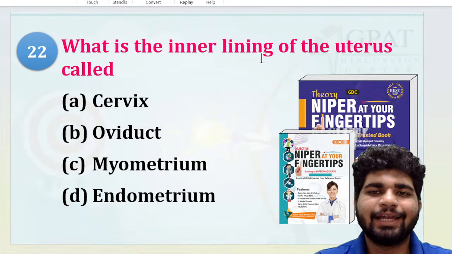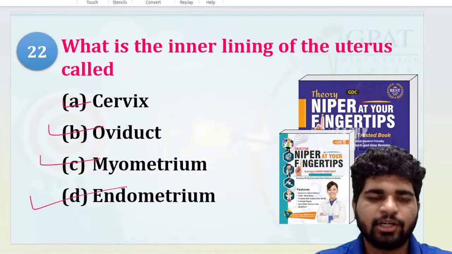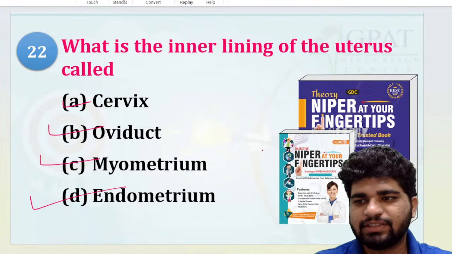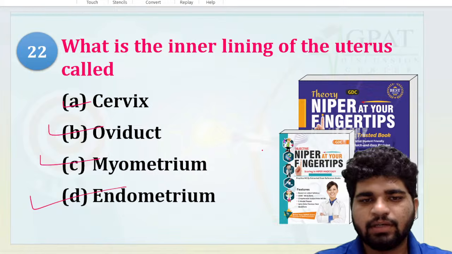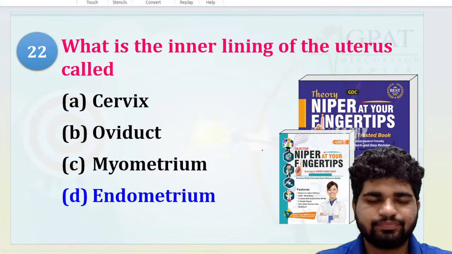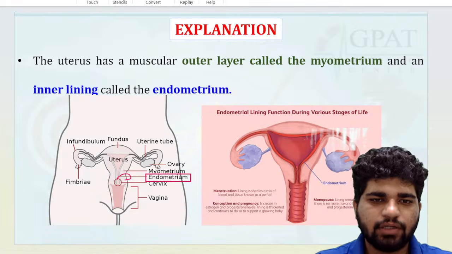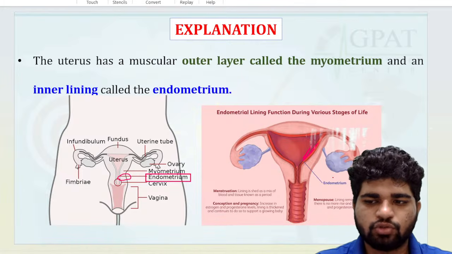What is the inner lining of the uterus called? Cervix, oviduct, myometrium, or endometrium? Yeah, guys, what's that? That is nothing but your endometrium only, right? Endometrium. Here you can see, this is your endometrium part over here. This is the inner lining you can see over here. Endometrium is known as the inner lining, right?